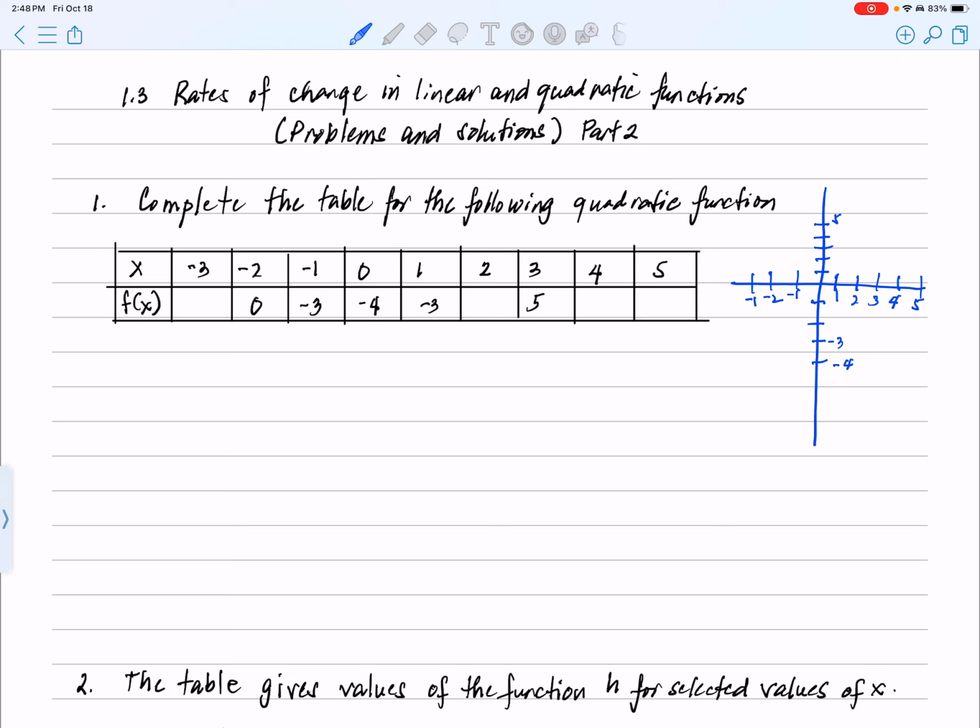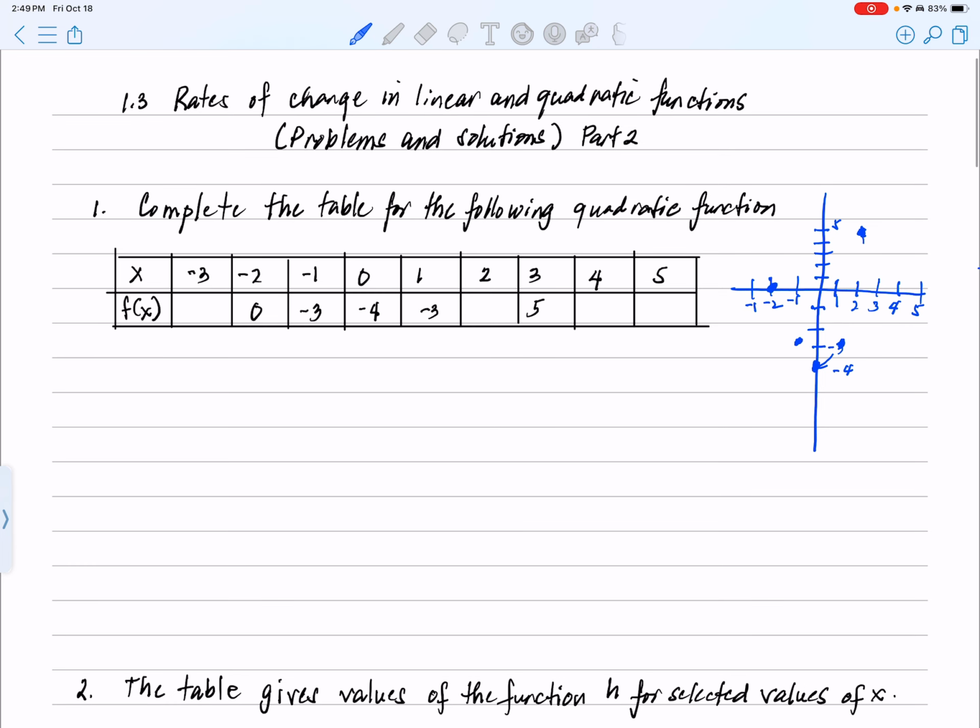So I'll start with negative 2. The value of x is 0, so this will be our first point here. When it's negative 1, the value is negative 3. So let's say somewhere here. When it's 0 in x, it's negative 4, right here. When it's 1, it is negative 3. Okay. So 2, we don't know. When it's 3, it is 5. So we have our points right there. So actually, the points that we could plot are only 5 points.